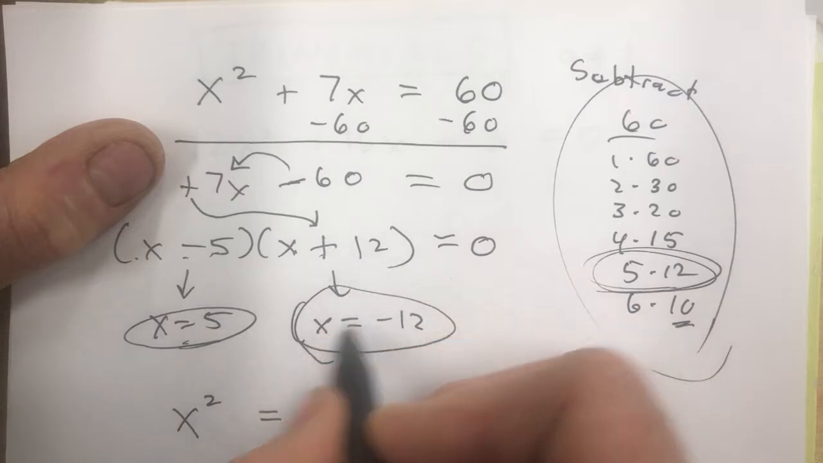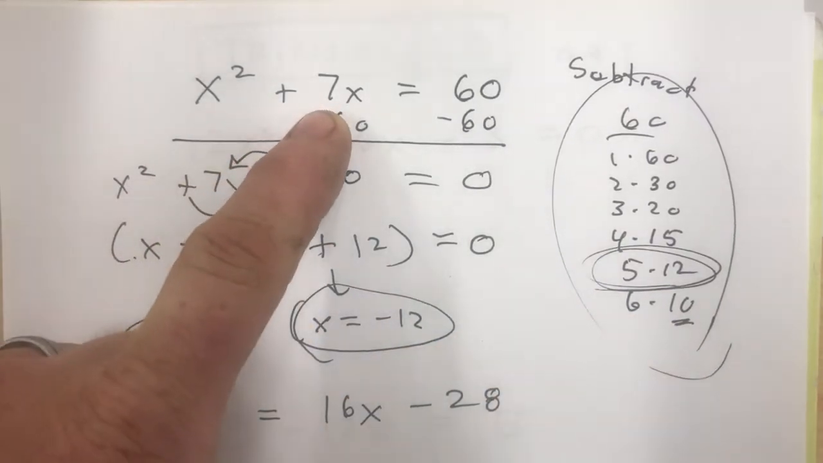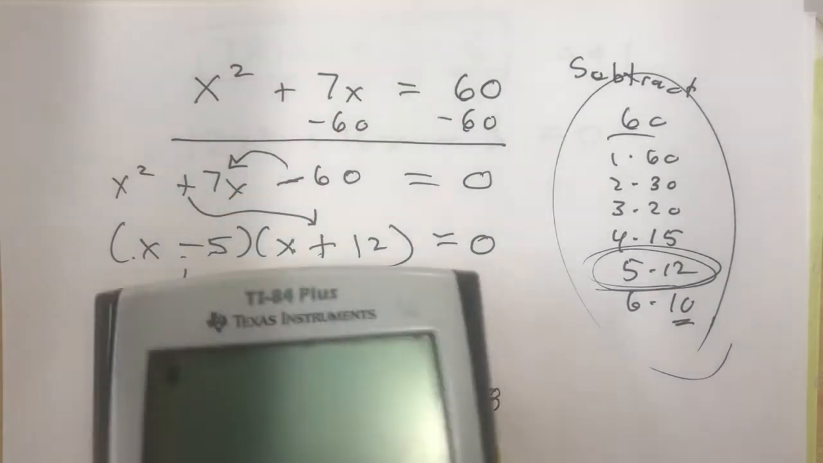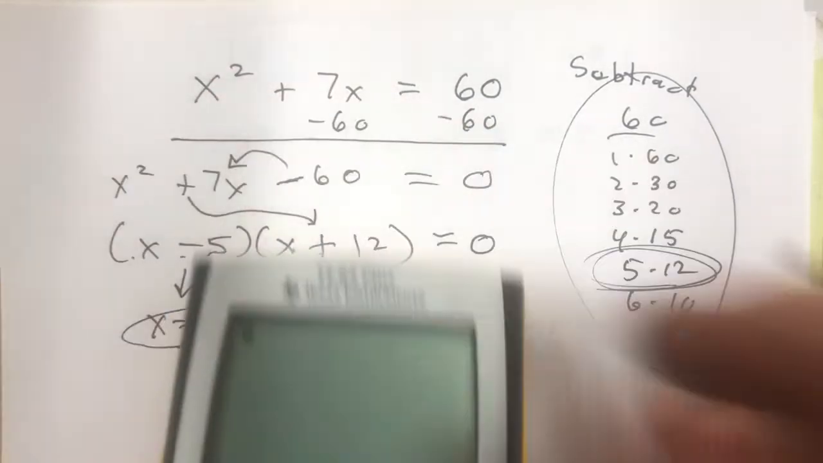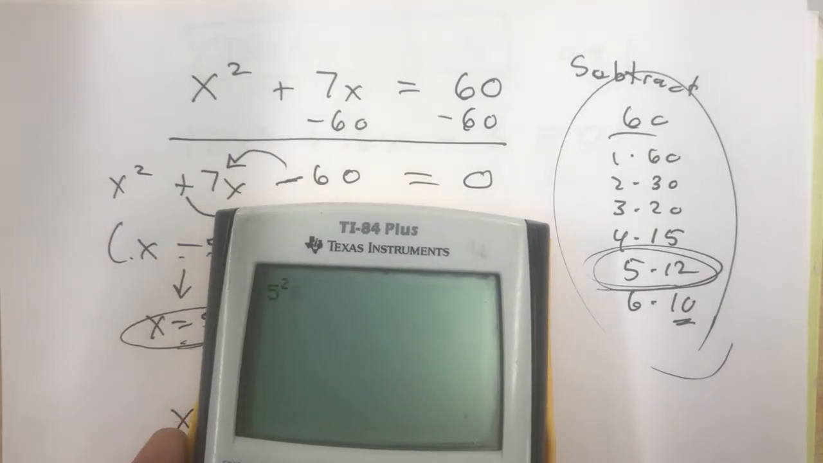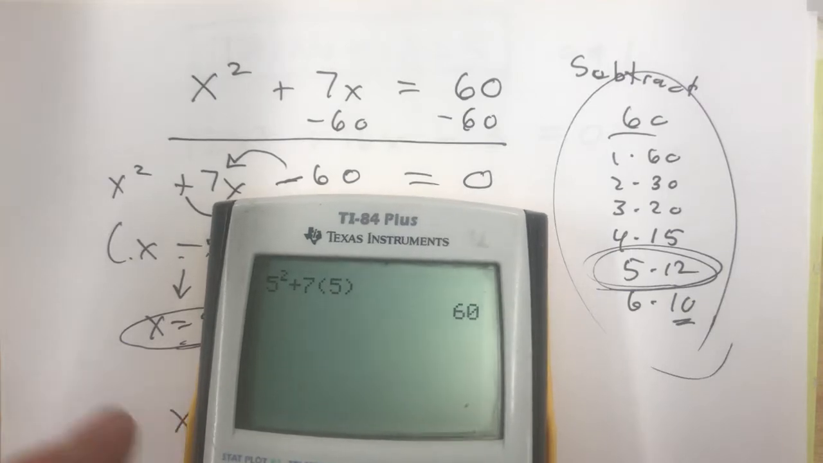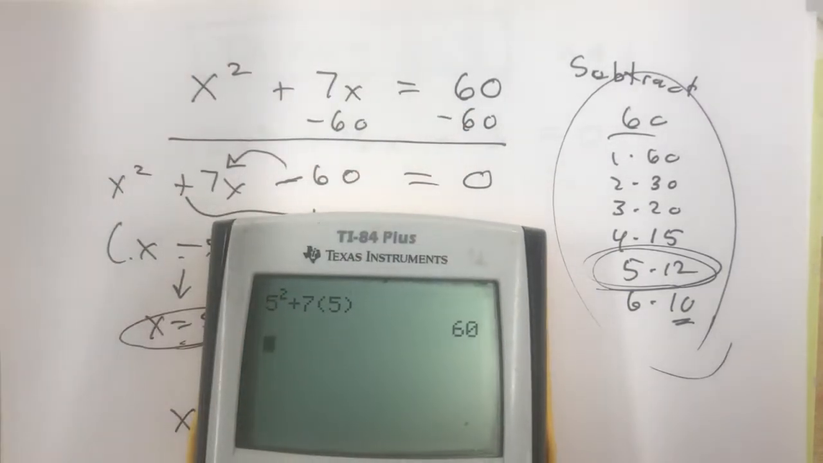-12 plus 12 is 0. And there's my two solutions. I could plug them in and it should work. I'm going to do this one to make sure here. So let's put 5 in first and check it. So 5 squared plus 7 times 5 equals 60. There you go.